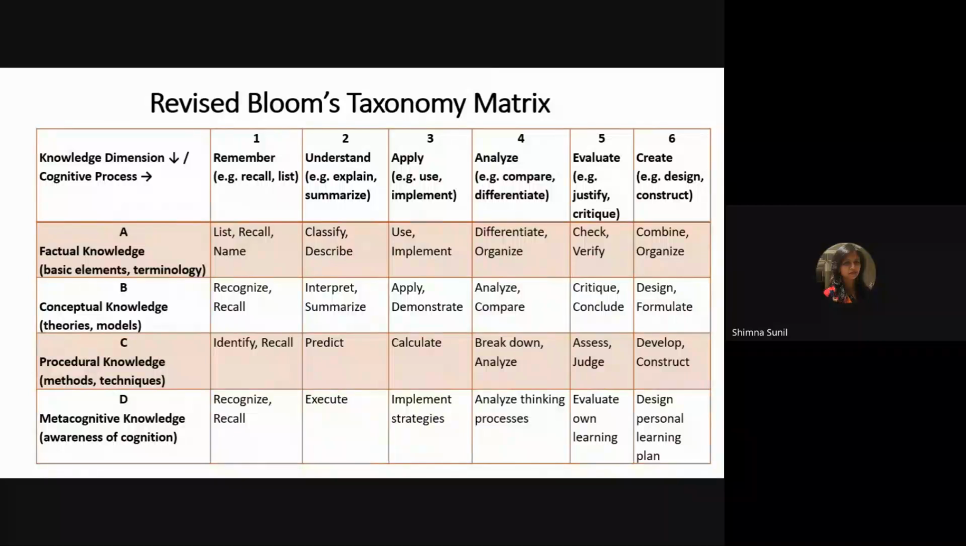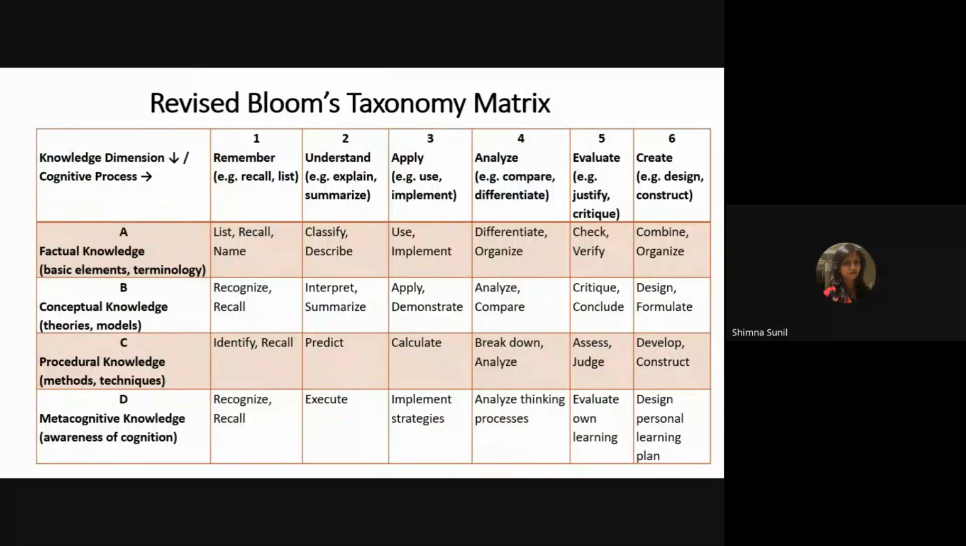Okay, so where is that particular knowledge falling in this matrix? In which quadrant? Factual knowledge, ma'am. 1A, right, ma'am? Yeah. So here it is 1A.